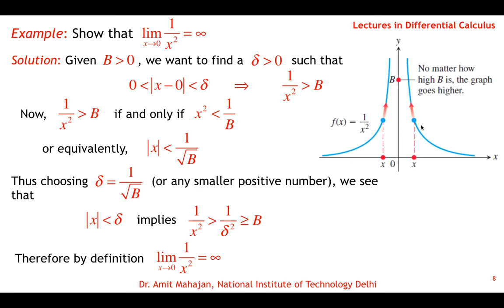Okay, so graphically it says that you choose any number b, doesn't matter how high you choose this, the function grows much faster than this value within this delta distance, for every x.